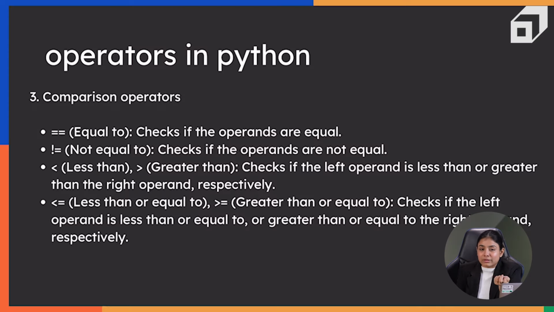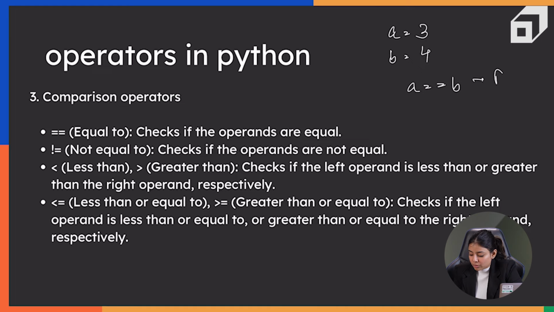Number 3, these are comparison operators. So, for example, you have two values and you want to compare those values. That's when the comparison operators come in. The equal to operator checks if two values are equal or not. For example, if I have a variable a which has value 3 and I have another variable b which has a value 4. If I check here a equal to b.